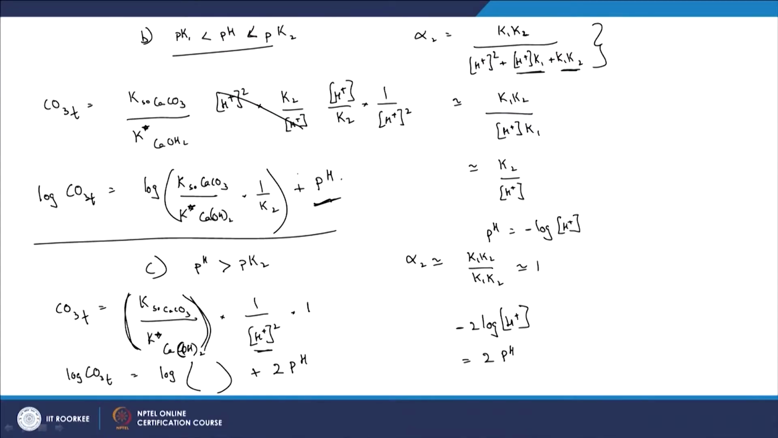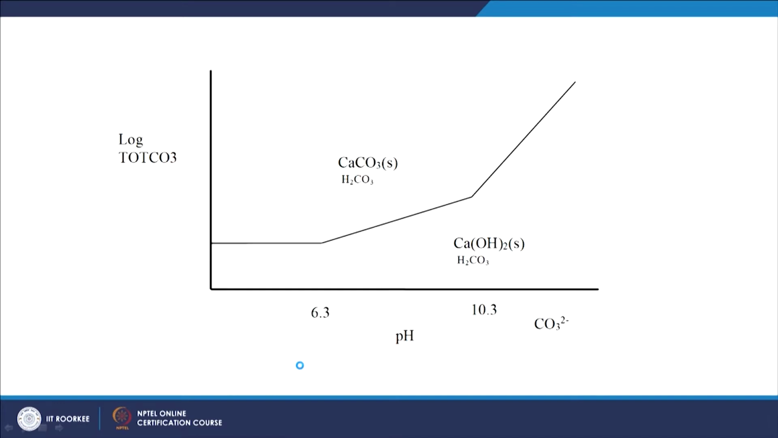So earlier when pH was less than pK1, there was no effect of pH. When pH was between pK1 and pK2, it increases with pH, and here when pH is greater than pK2, we see that it increases at the rate of 2 times the pH. So let's look at this in terms of the relevant graph.